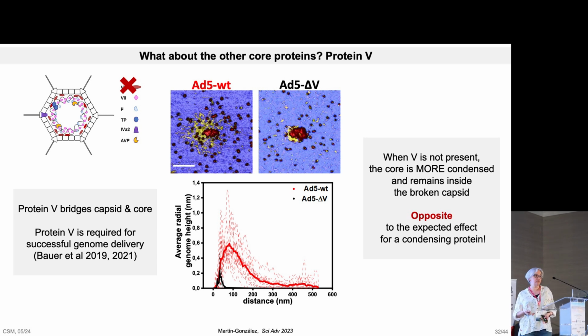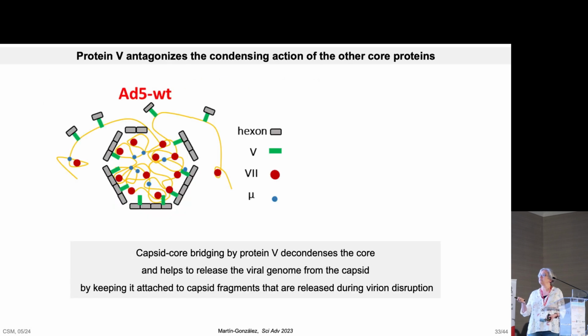Well, we found exactly the opposite. When protein 5 is not there, the DNA remains much more condensed, and it actually doesn't leave the capsid when we completely disrupt it with the AFM, as you can see here. So, it has the opposite effect as we expected. Our current model for this protein is that because it's bridging capsid with core, when we break the capsid open, capsid fragments are attached to the core through protein 5, so they pull on the DNA, and the DNA can be released. When 5 is not there, this bridge does not exist, so the capsid fragments just fall off, but they don't pull on the genome.